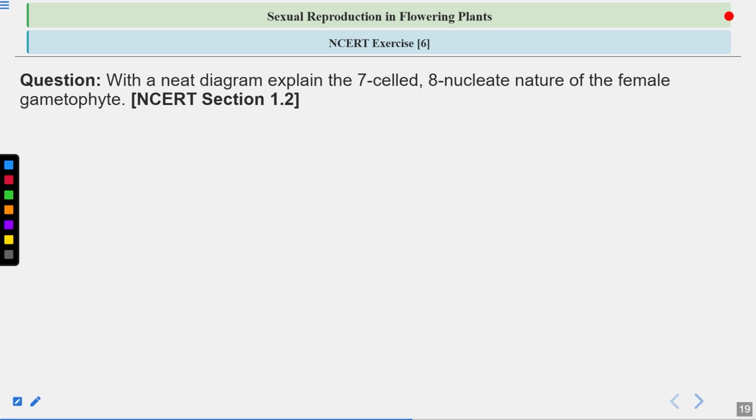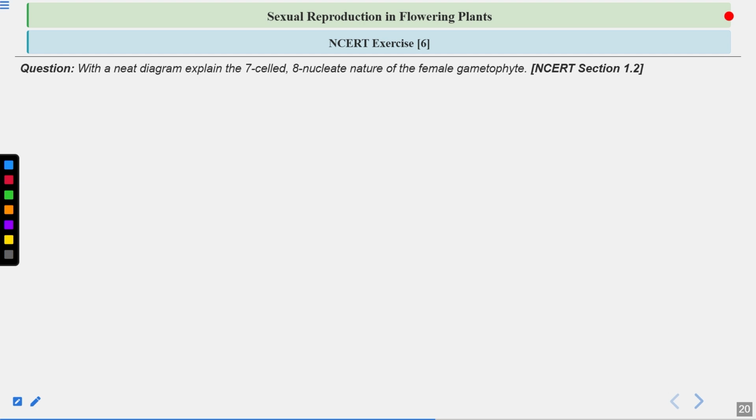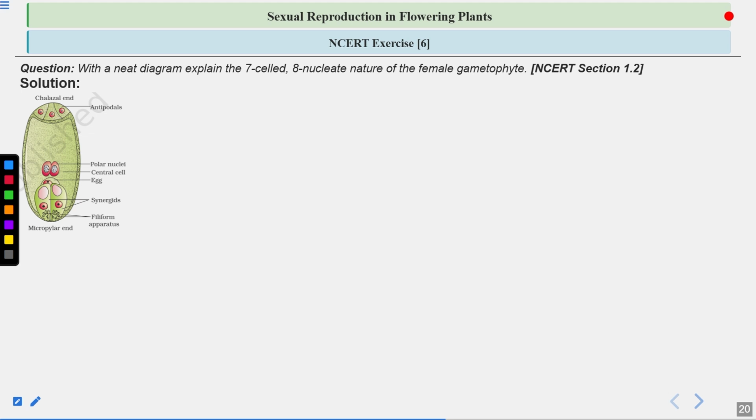Next question, question number 6. With a neat diagram, explain the 7-celled 8 nucleate nature of the female gametophyte. This question also comes from section 1.2. So you have to draw a neat diagram that explains the 7-celled 8 nucleate structure. So this is the diagram that you have to draw.